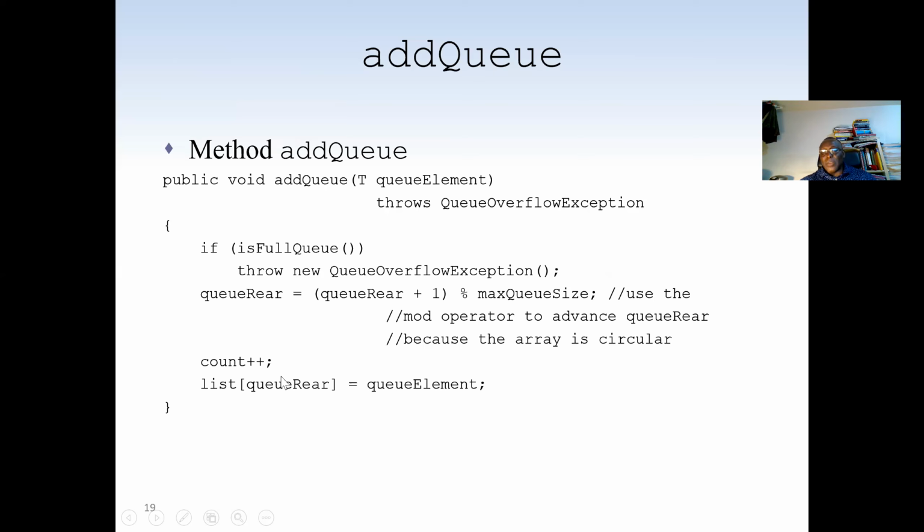So it's 3 steps. Check if there's a space in the queue. This is a re-implementation. If there's a space, then increment the queue array by 1. Increment the counter to keep track of the number of elements in the queue. Then assign the queue element to the array.